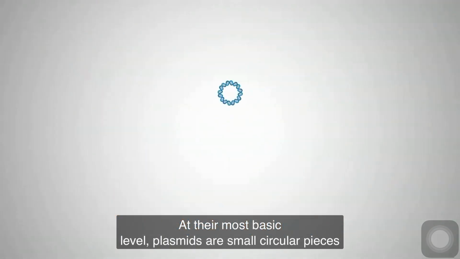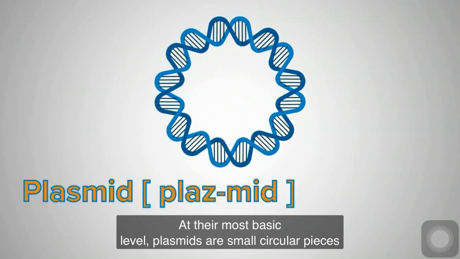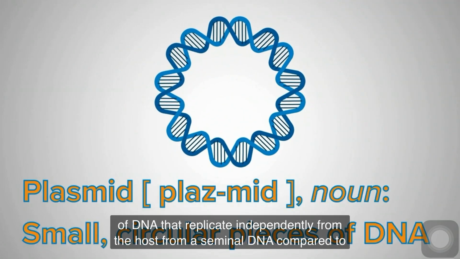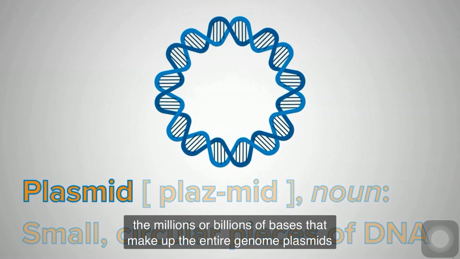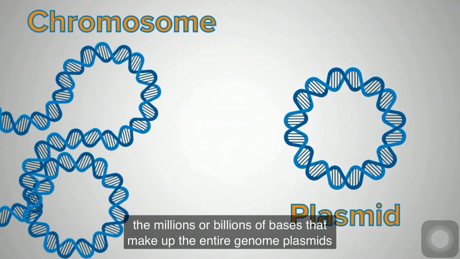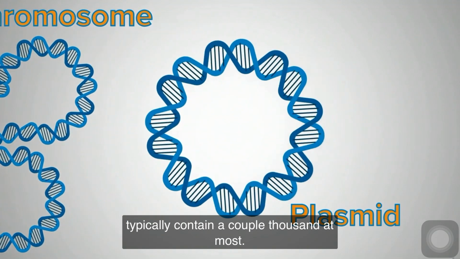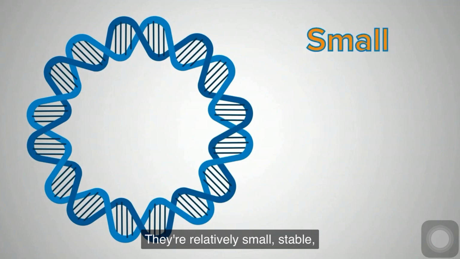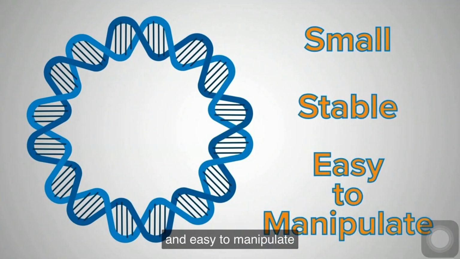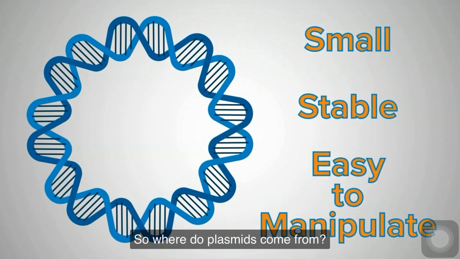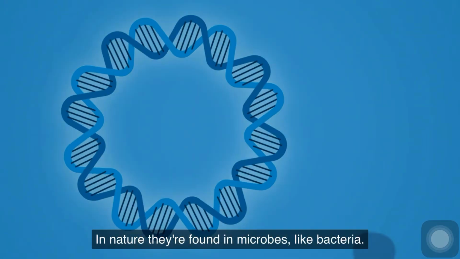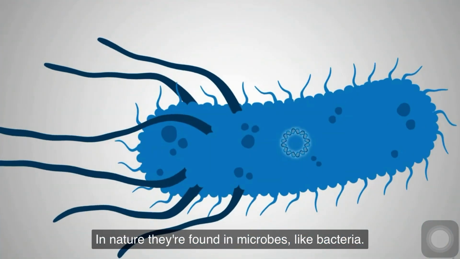At their most basic level, plasmids are small, circular pieces of DNA that replicate independently from the host chromosomal DNA. Compared to the millions or billions of bases that make up the entire genome, plasmids typically contain a couple thousand at most. They are relatively small, stable, and easy to manipulate. So where do plasmids come from? In nature, they're found in microbes like bacteria.